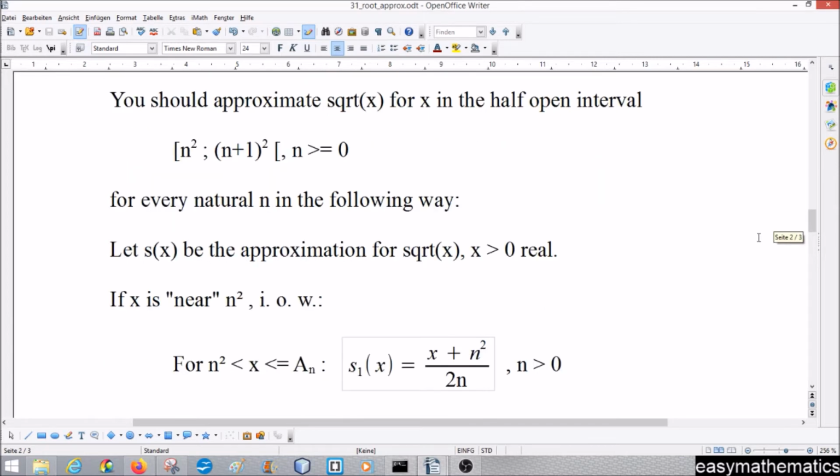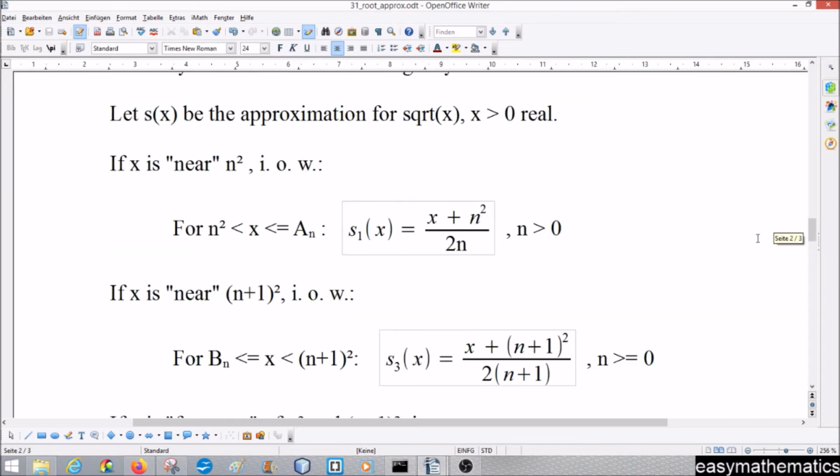Let s of x be the approximation for the square root of x, positive and real. If x is near n squared, in other words, for n squared less than x less or equal to a of n, we take the function s1 of x equals (x plus n squared) over 2n, for n greater than 0.